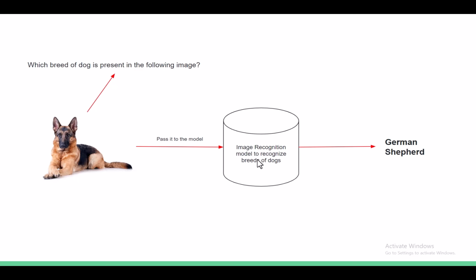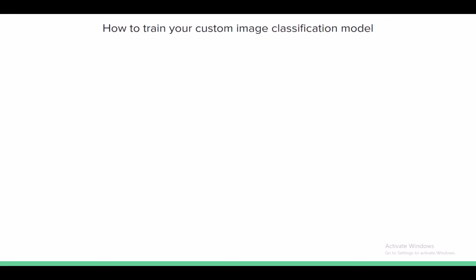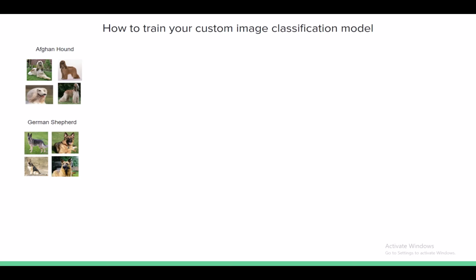So how can we train one such model which can recognize different types of dogs present in images or video? So suppose that we want to train a model to recognize Afghan Hound, German Shepherd, and Pointer. To train such a model, the first step is data collection. And in this step, we collect different images of these dogs which we want to recognize. Like we are going to collect 100 images of Afghan Hound, 100 images of German Shepherd, and 100 images of Pointer. And the process of collecting these images is called Dataset Collection.